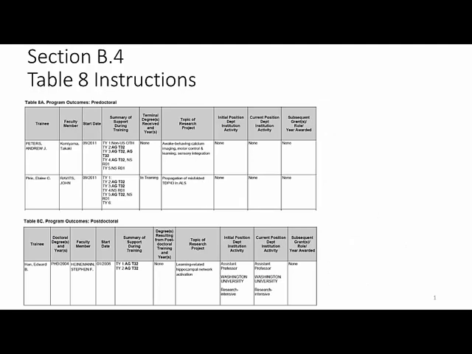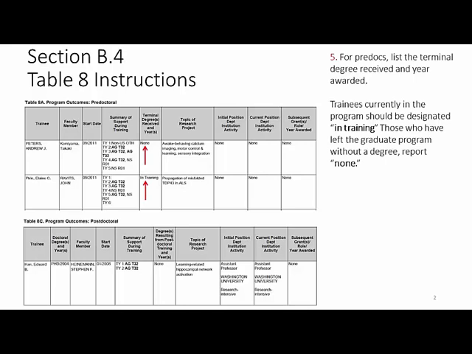Continuing for the other half of the table. The top part pertains to pre-docs, and the bottom part is for postdocs. They want to know the terminal degree for a pre-doc. In this particular example, there was none. This pre-doc left the program early, so he did not receive a degree. The next person is still in training. They're on the training grant, or maybe they have come off the training grant, but they're still here at UCSD in the program.